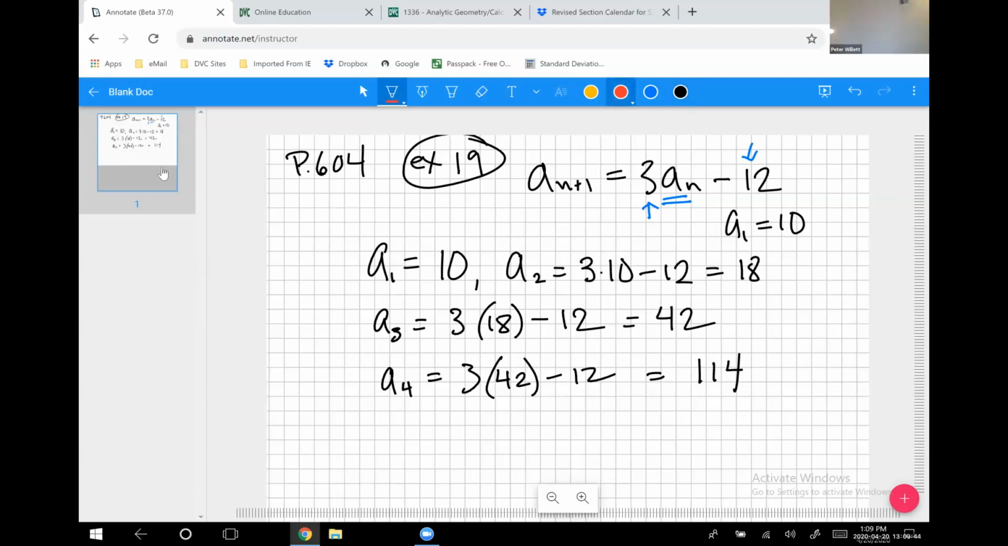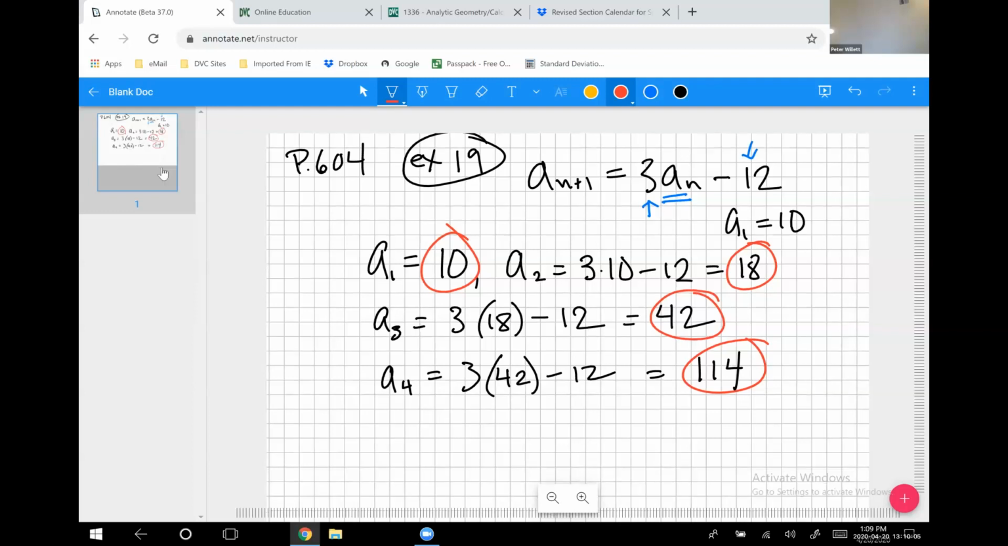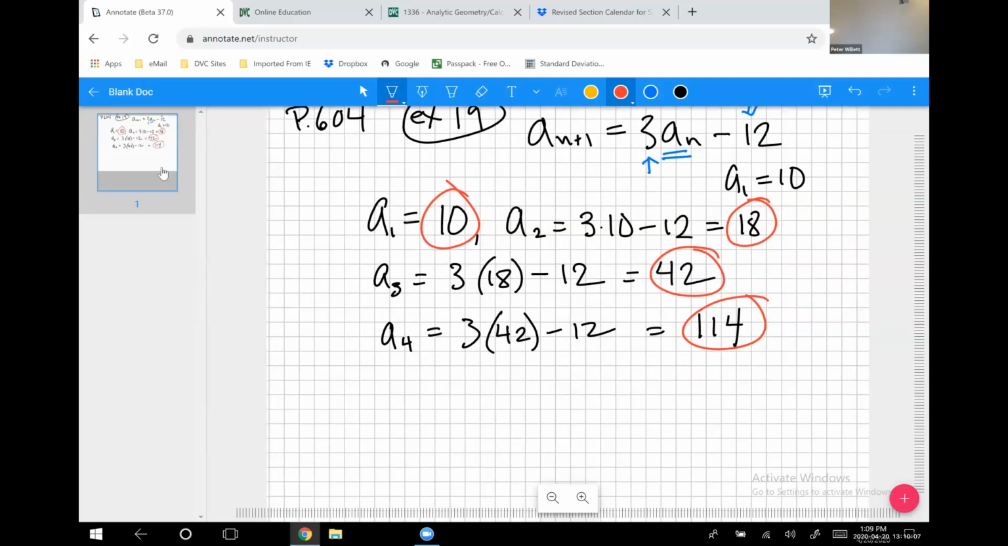So we're asked for the values of the first 4 terms. So we have 10, 18, 42, and 114 as our first 4 values. So this is the idea of using the recursive definition. So now, Wenzel, do you think you could turn this into an explicit formula? Could we, from this idea, figure out what is a sub k?